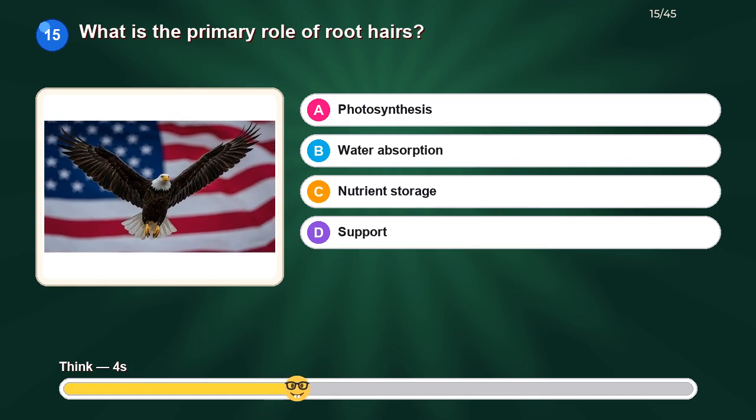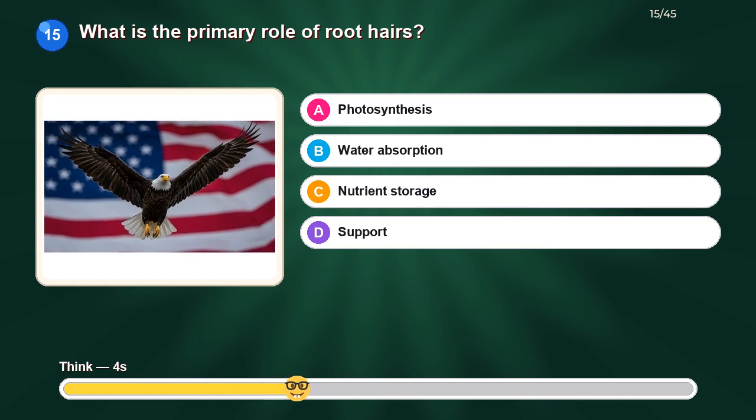The correct answer is actinomorphic flowers. What is the term for the fleshy part of a fruit? Option A, pericarp. Option B, seed. Option C, endosperm. Option D, placenta. The correct answer is pericarp.